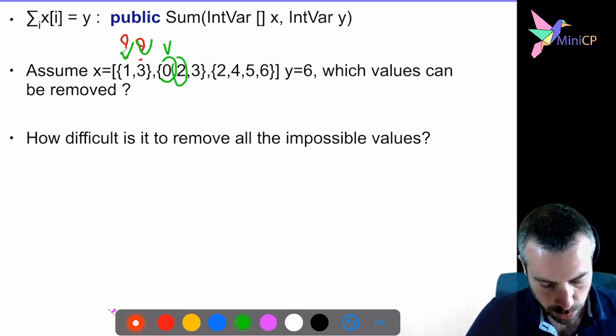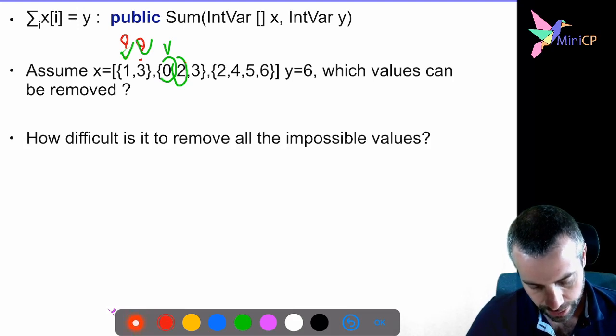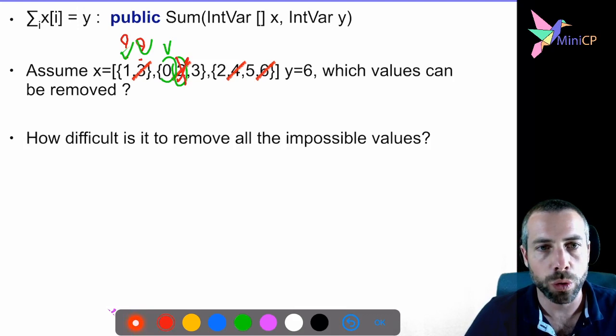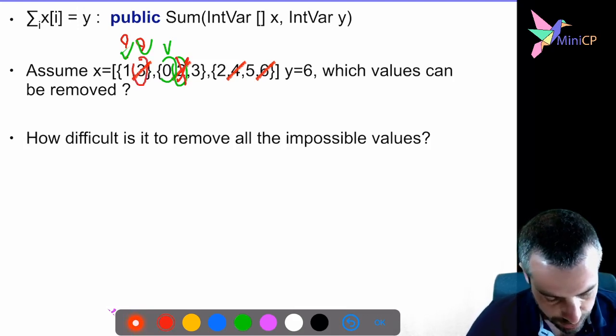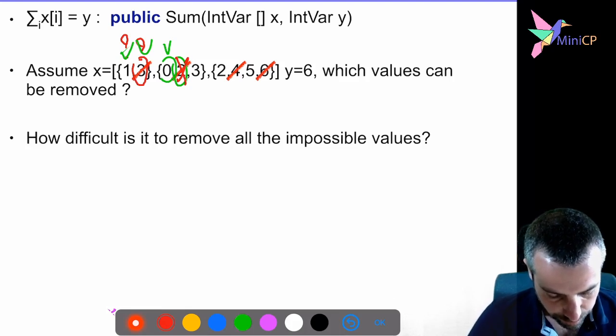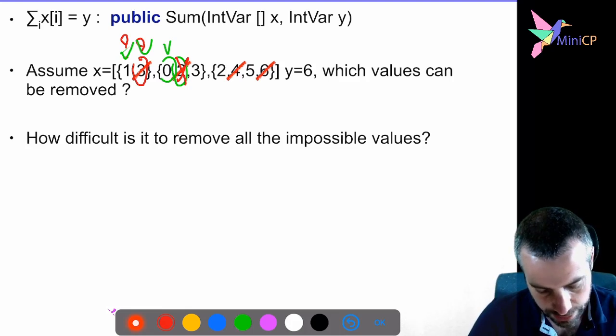For 2, you would do 2 plus 1 plus 3, it doesn't work. 2 plus 3 is already 5, plus at least 2 for this one. This one clearly does not work. And so on and so on. And so at the end, you will remove all these ones. It seems that I made a mistake. This one was also not supported. Let's check again. So 3 plus 2, yes, indeed, this one is not supported. So this was a mistake.